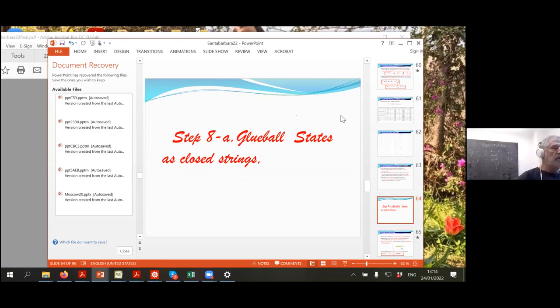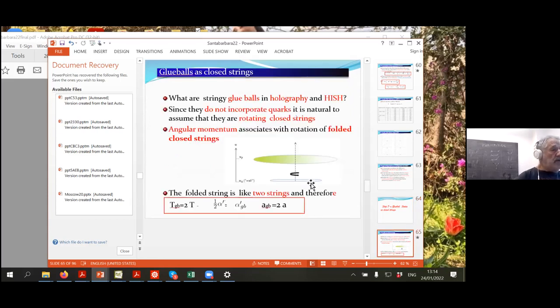So now let me talk a little bit about glueball states. So the glueballs will be necessarily closed strings. Okay. So in holography, it will be some closed string that rotates close to the wall, and it will map to simply a closed string in 4 dimensions. Now, for a closed string, this is very well known, the tension is twice the tension of an open string, because the folded string is essentially 2 strings, and so the slope is half, and the intercept is twice the intercept of an open string.